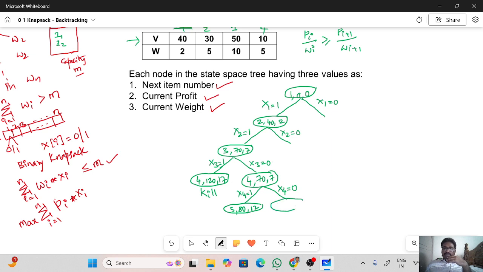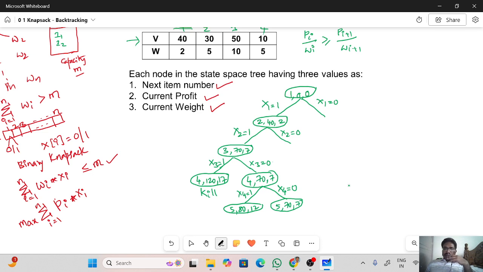So what does that mean? I am going to consider the next, the fifth item, and my profit as of now is only the item 1 and item 2 profit, that is 70, and the weight is item 1 and item 2. Is there any fifth item? No. So I will take the backtrack. So as of now, what is the profit I am getting? 80 and 70. What is the maximum? 80 as of now, my dear. So I am taking the backtrack.